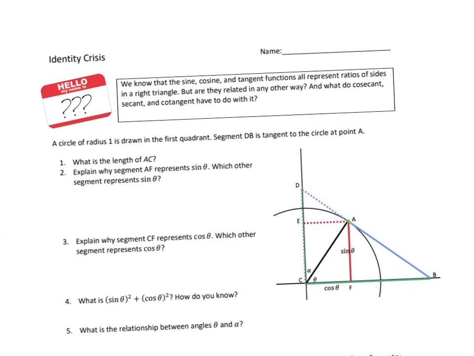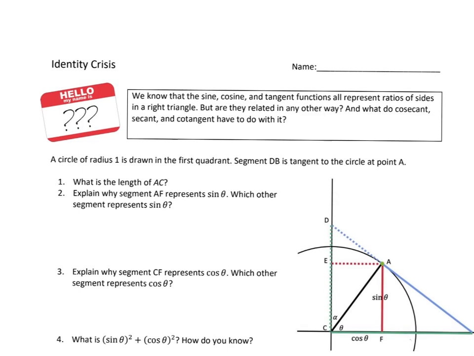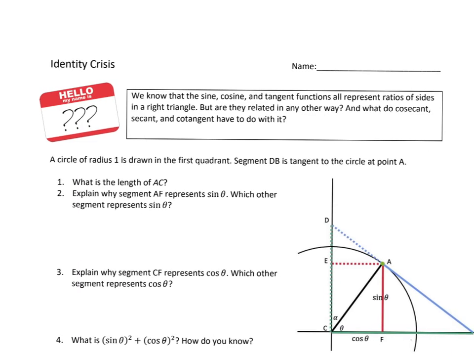First, our first page says identity crisis. And it says, we know that sine, cosine, and tangent all represent ratios of sides in a right triangle, but are they related in any other way? And what do cosecant, secant, and cotangent have to do with it?